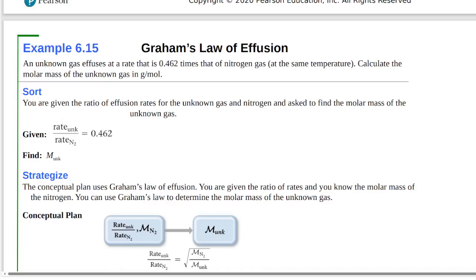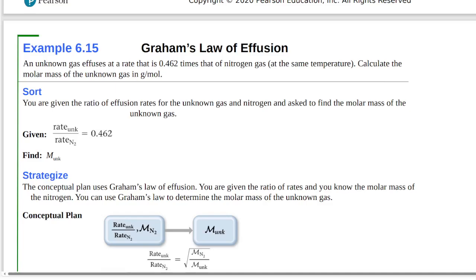In the next video, we'll discuss Graham's law of effusion. An unknown gas effuses at a rate that is 0.462 times that of nitrogen gas at the same temperature. Calculate the molar mass of the unknown gas in grams per mole.